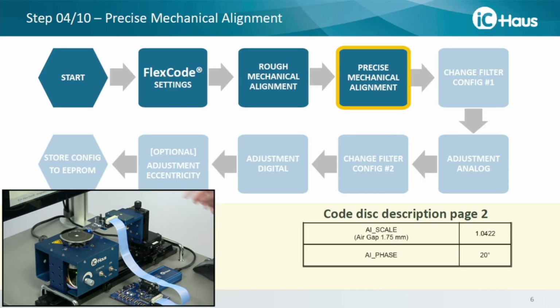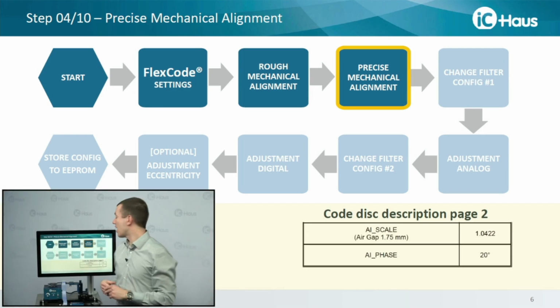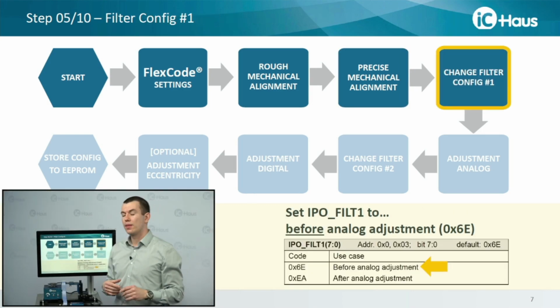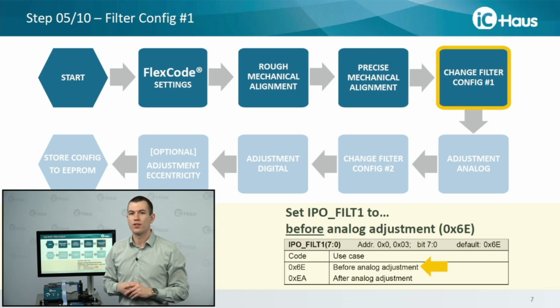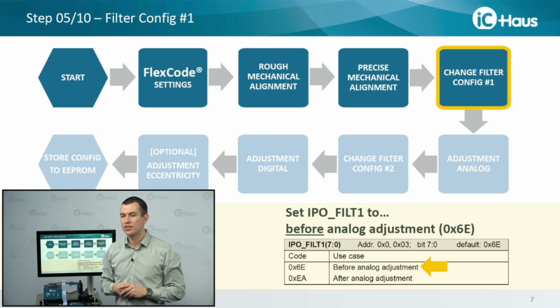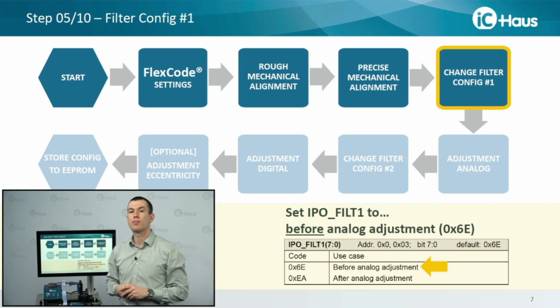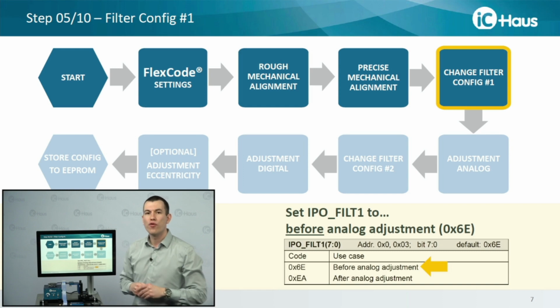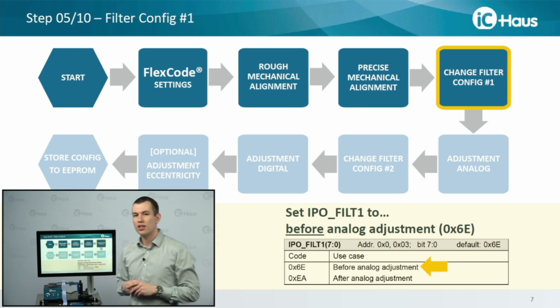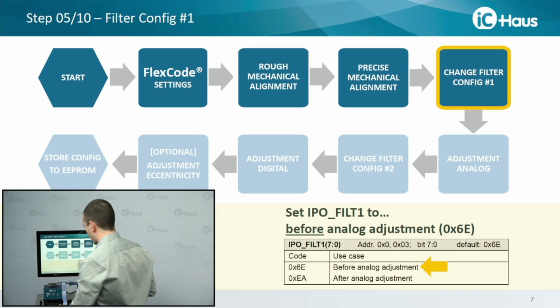So after doing all of the alignment, we are actually nearly ready to perform the auto calibration features. But therefore, we have to do a quick preparation step, which is changing the filter configuration. And we do have two filter modes integrated. One that is quite robust for starting with a system that is not yet adjusted in any way. And this is what we have to choose for the initial analog auto calibration. Pretty quick step.